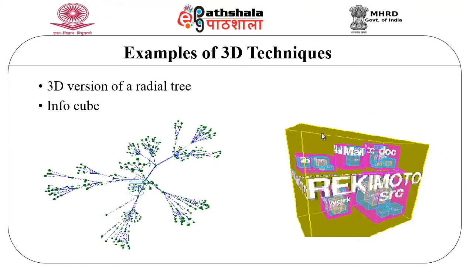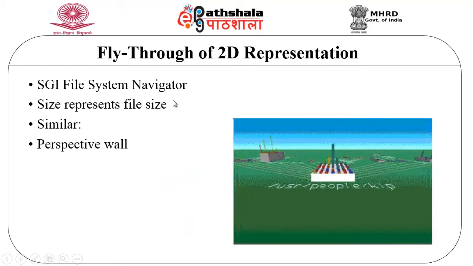So if you look at examples of 3D techniques, here is a 3D version of a radial tree. This is an example of a 3D info cube that is visualized in this way. This is a fly-through representation of a two-dimensional representation which shows the SGI file system navigator. Here the size represents the file size.